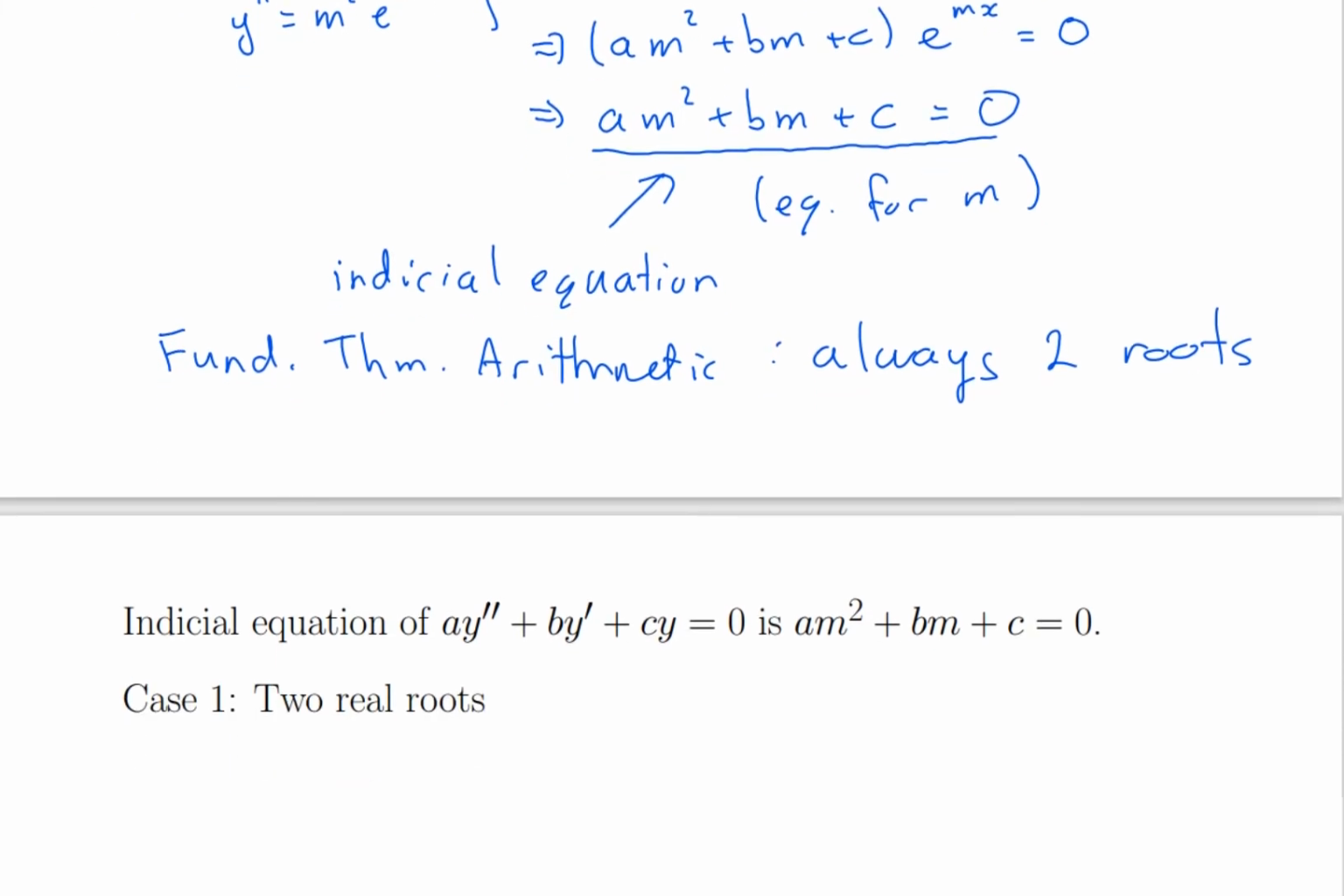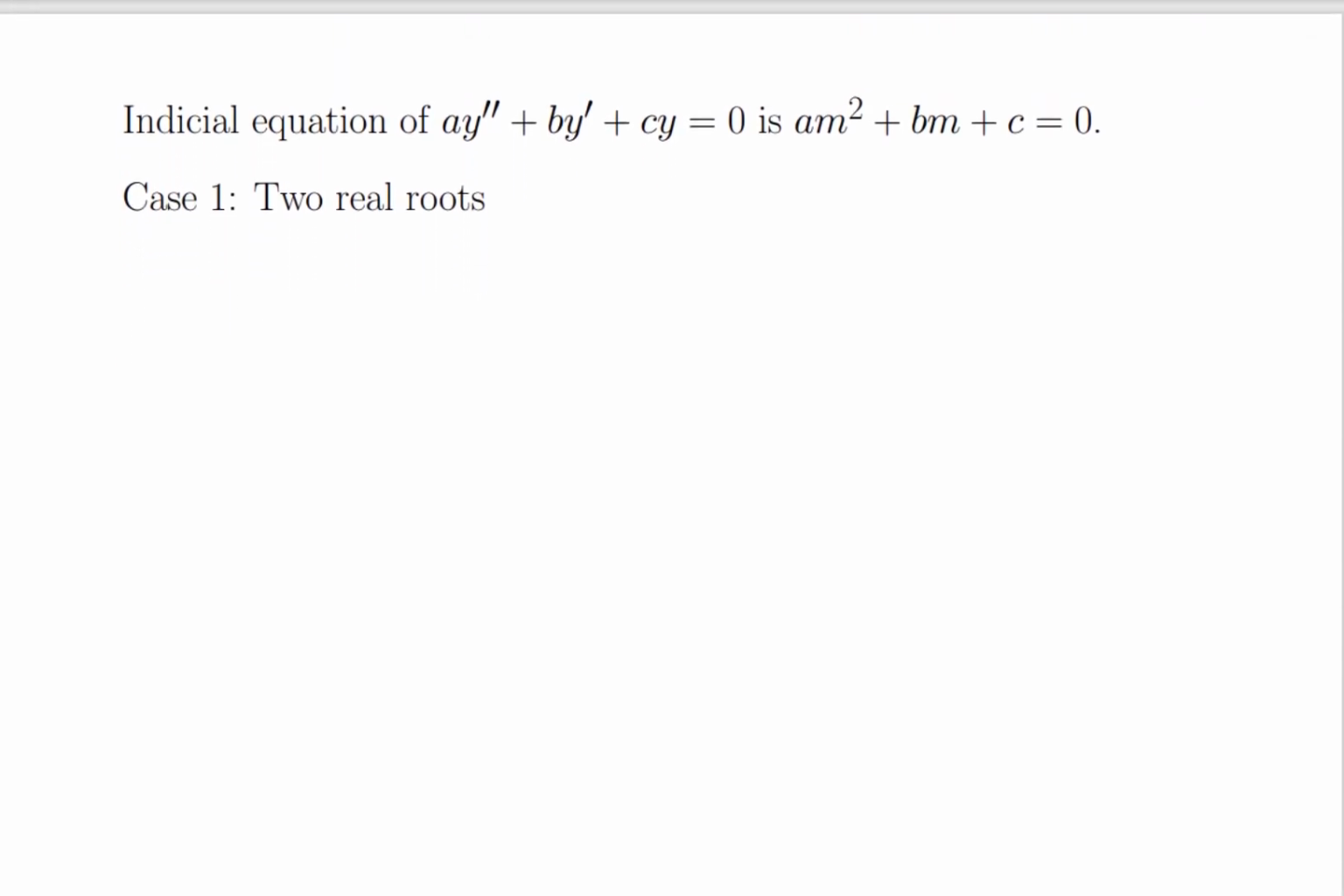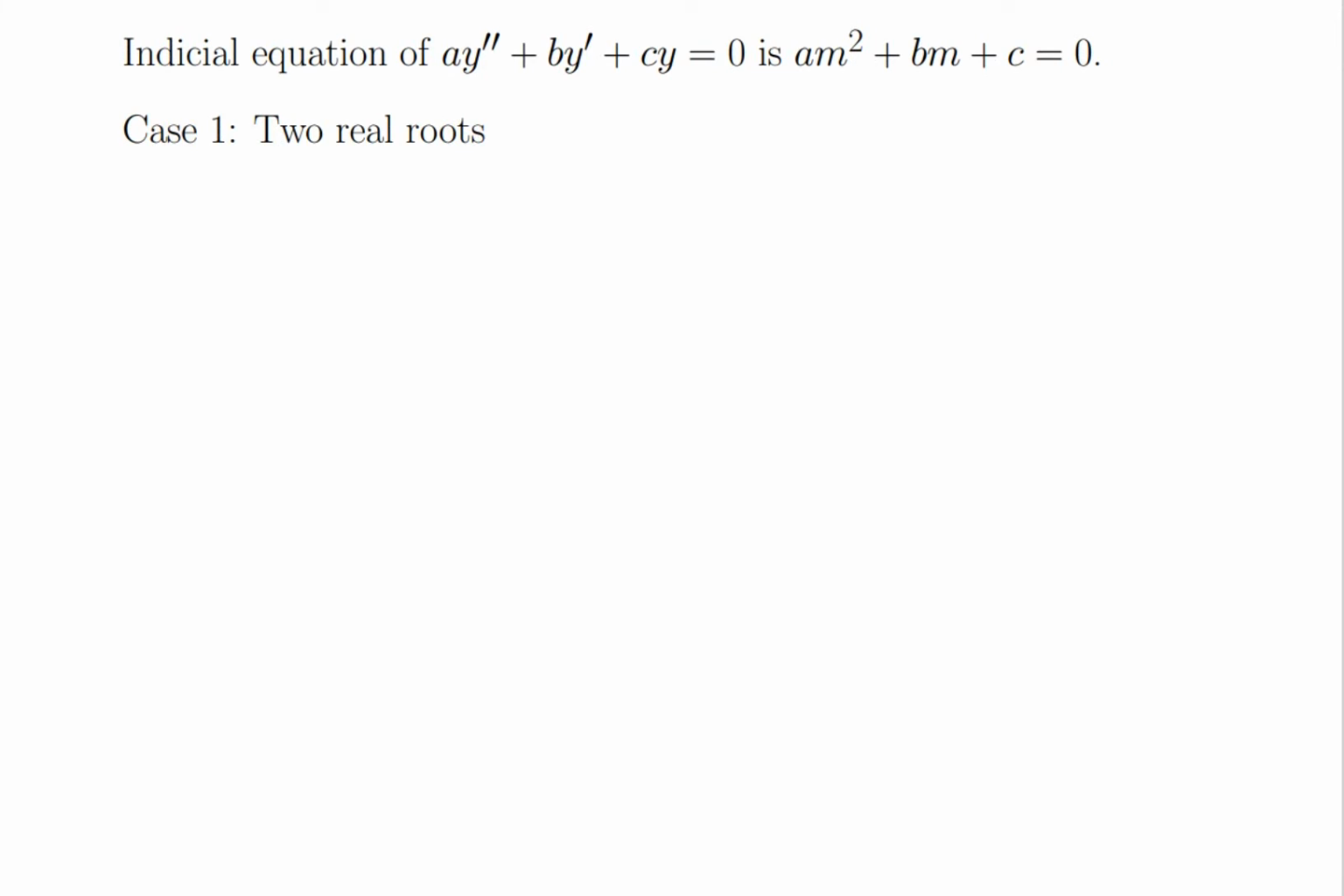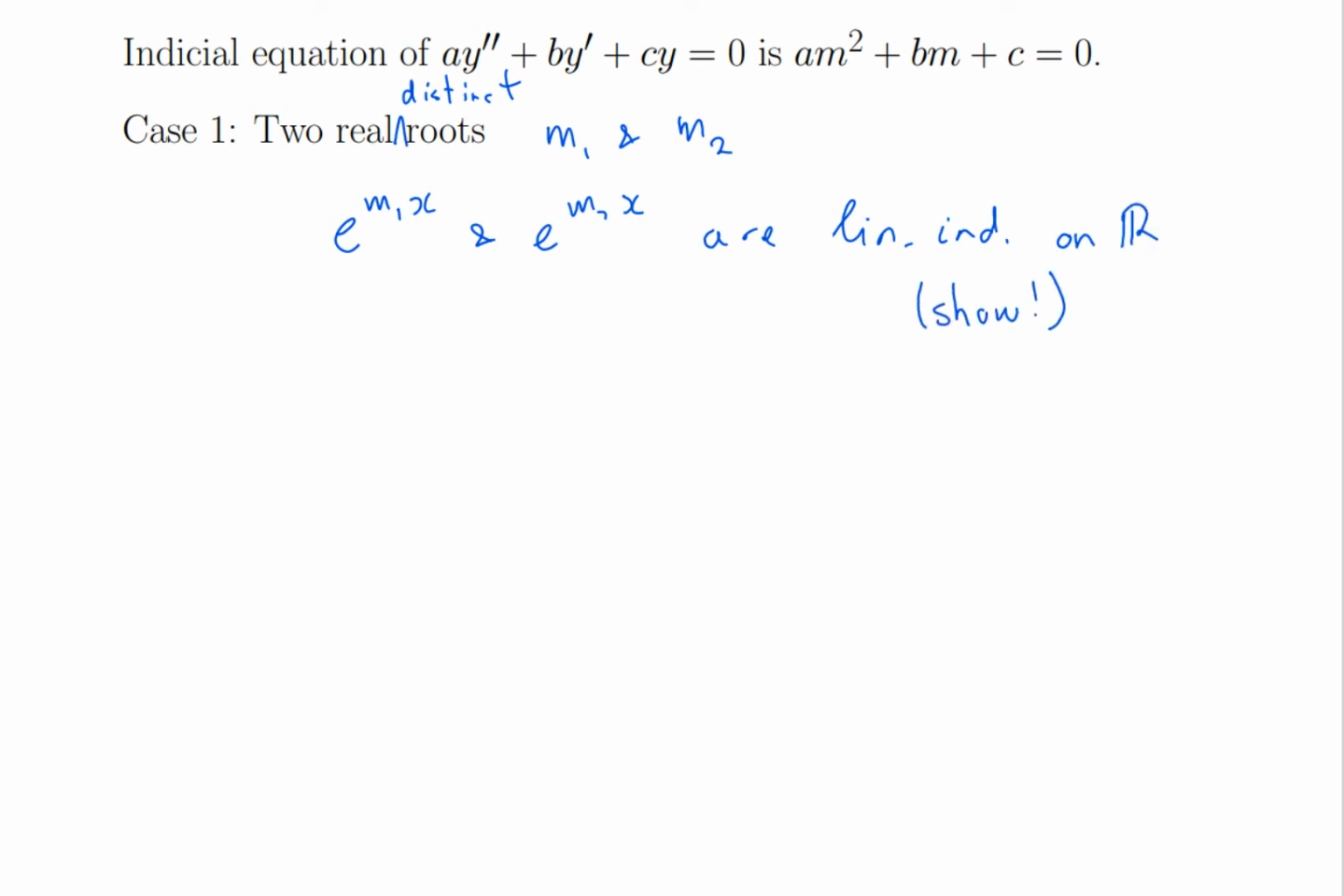So it's very powerful. So we need to consider different cases now, because there's 3 different cases of a quadratic. You may have 2 real roots. I should say 2 real distinct roots, namely not equal to each other. So let's call them m1 and m2. Then e to the m1x and e to the m2x are linearly independent on the real line. I'll leave that to you to show why that is the case. So that means I have the general solution.